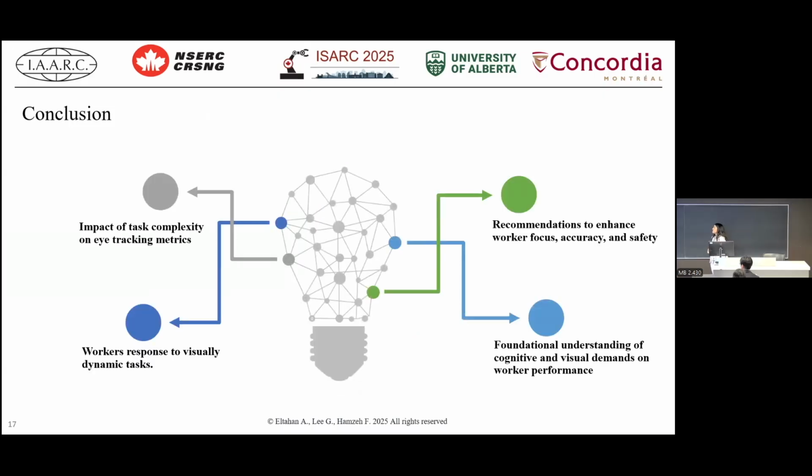So to conclude, in this paper, we address the impact of complexity on eye tracking metrics, how workers respond to visually dynamic tasks, and some recommendations to improve their accuracy and their safety. We also offered a foundational understanding of cognitive and visual demand on worker performance.